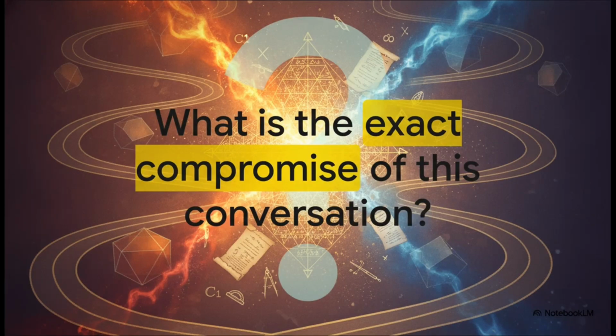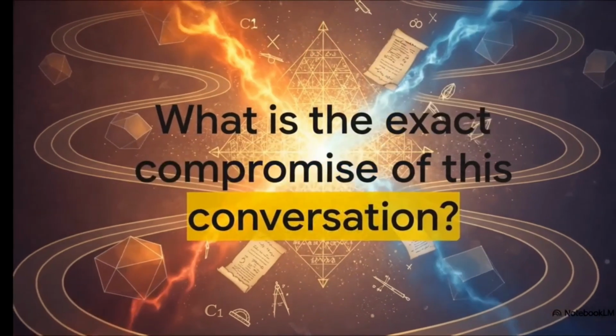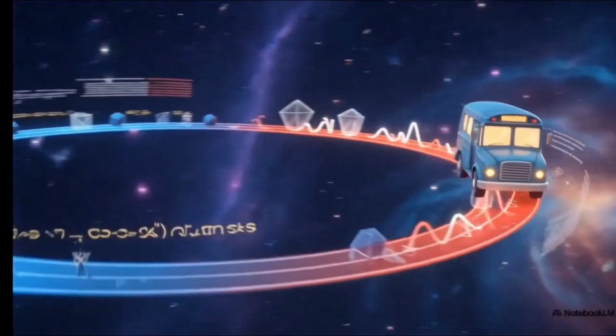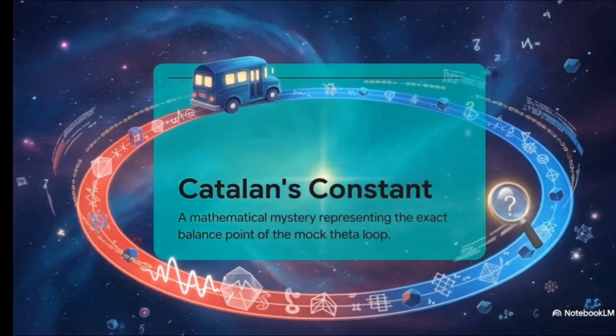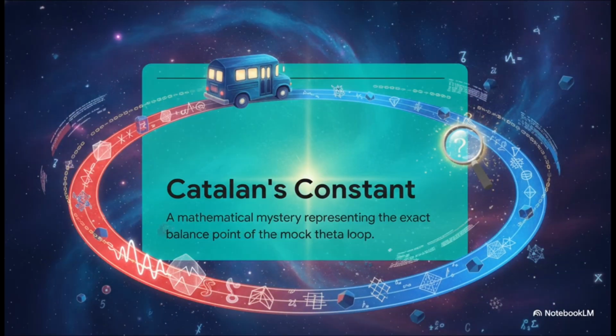This brings up a crucial question. If C1 is constantly pushing up and C2 is constantly pulling down, what happens when they meet? What exactly is the compromise of this 2-lane conversation? Because they don't just fight each other forever, they reach a perfect absolute point of harmony. And the number that represents that exact balance point? Mathematicians have been staring at it for over a century.